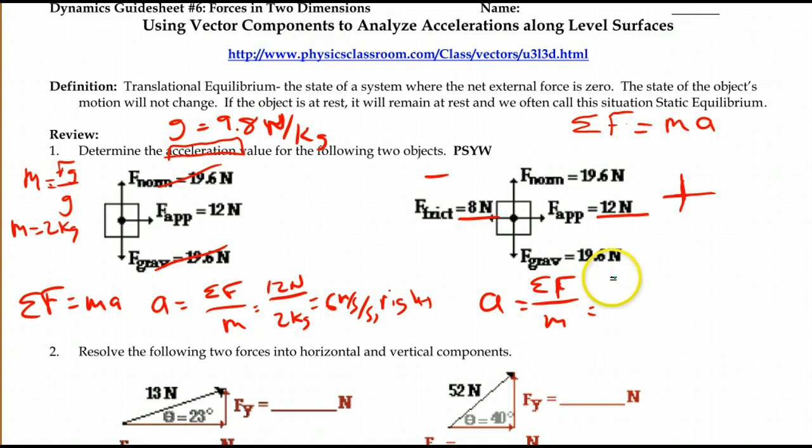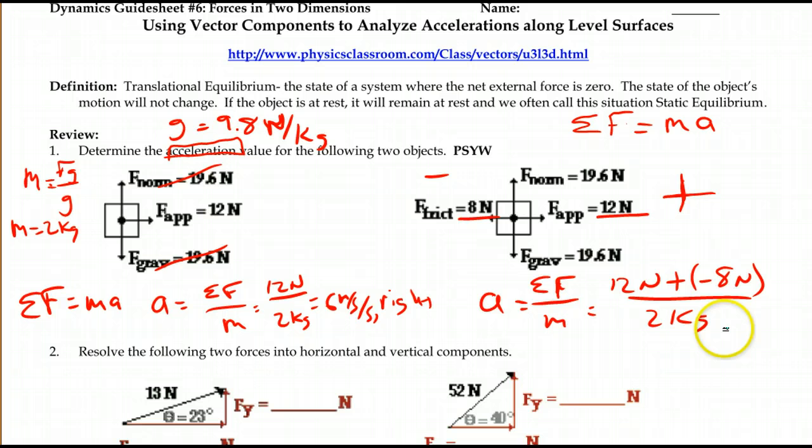So when I add the forces together, I have 12 newtons plus a negative 8 newtons, and I'm still going to divide that by the 2 kilograms of mass. Now, 12 minus 8 is 4 newtons, and 4 divided by 2 is 2 meters per second squared of acceleration. It's still to the right, came out positive, and the majority of the force is to the right. So again, those are all vector quantities. Direction does matter, so be careful with your directions.